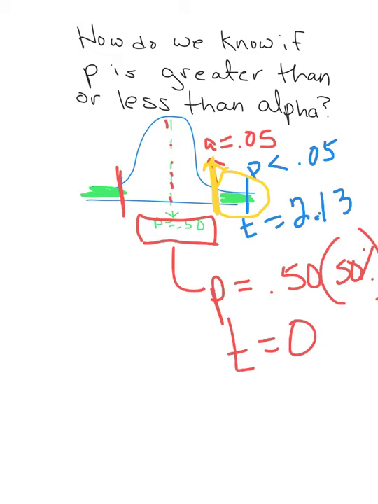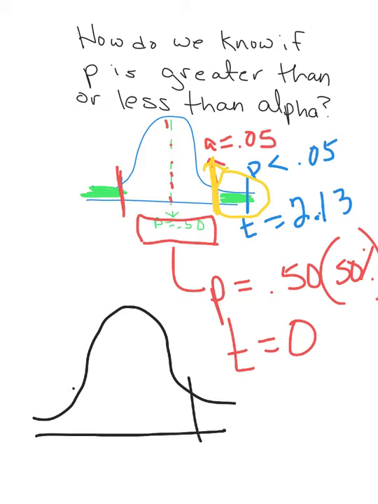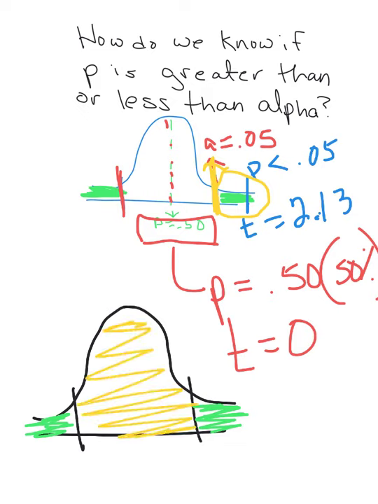So this is one of the reasons why I always say we can tell whether P is greater than or less than alpha just by using the distribution. Wherever our boundaries are, if our test statistic falls out here, the P is smaller. If it falls within this area here, P is greater.